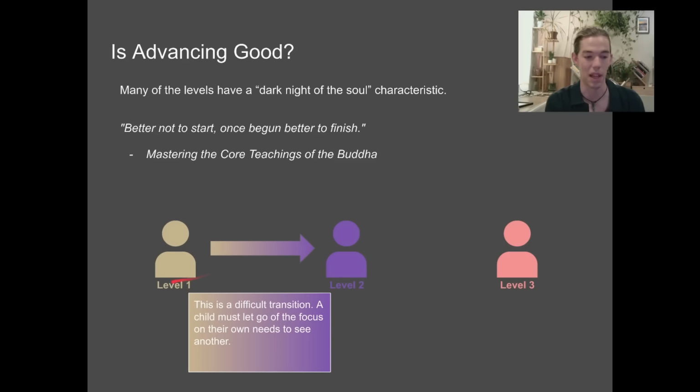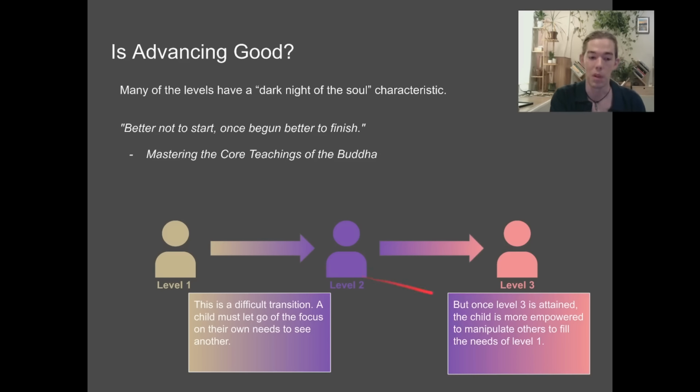An example: at level 1, I'm focused on me and my instincts. Moving to level 2 is a difficult transition that everyone has to make as children, but you have to let go of your own needs to see that another exists and to think about their mind and what they're going through and empathize with them. This is abandoning the values of level 1. I care about my own needs when I'm in level 1. I have to forget about that for a second.